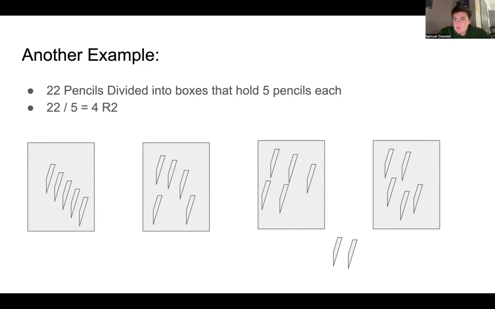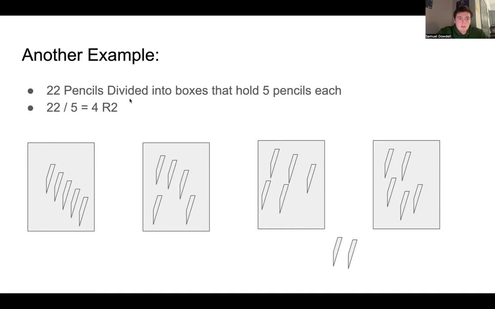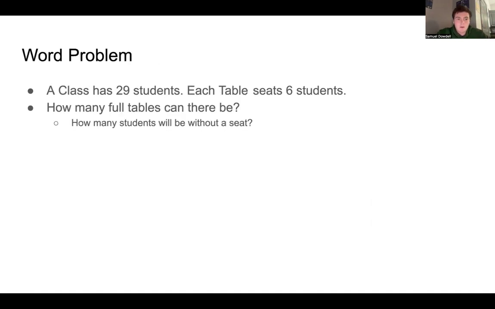Once you find the remainder, there's not much you can do with it. You put it like this: 22 divided by 5 is 4 remainder of 2. That's how you write it out. You always put the capital R in the number to know how much you had.